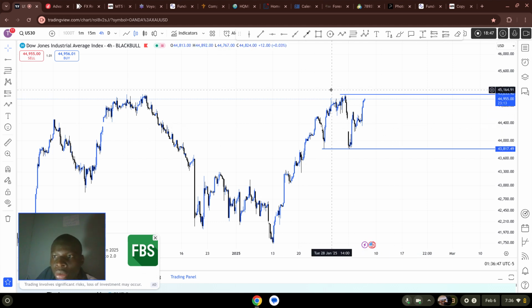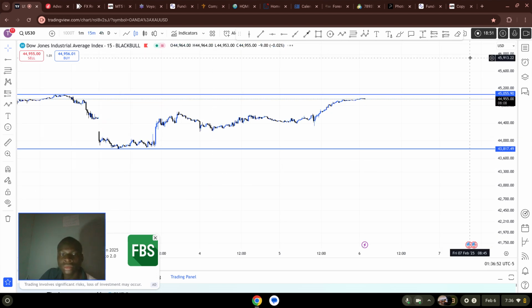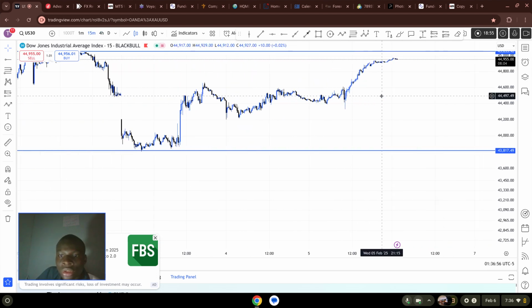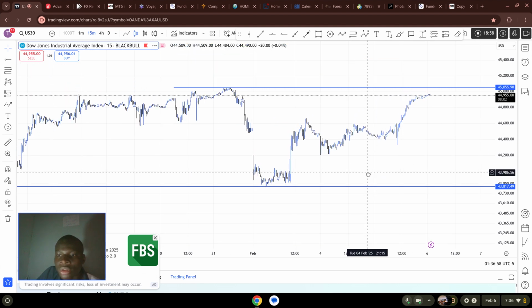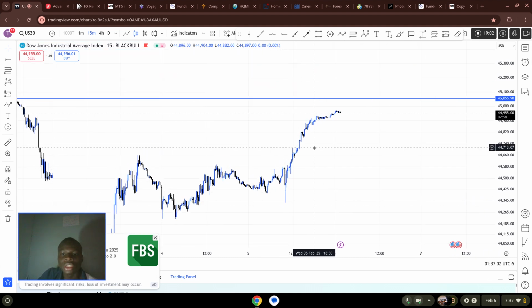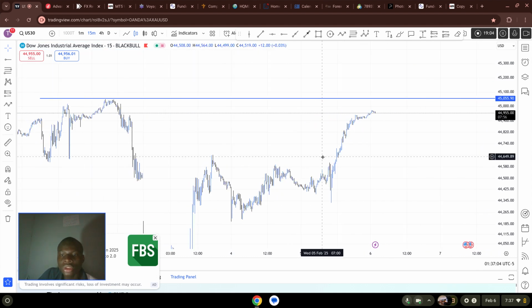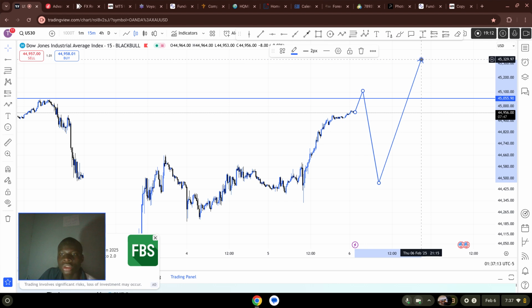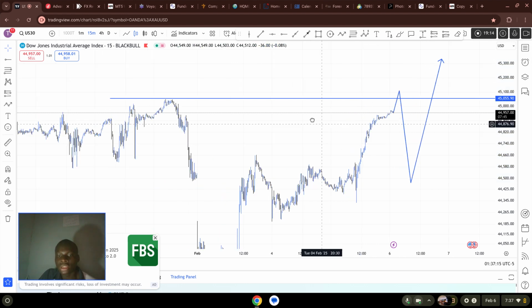Higher highs, higher lows. So if you go to the 15-minute time frame, probably the market breaks out of the structure here. We have a break of structure, then we target the nearest. We capitalize.